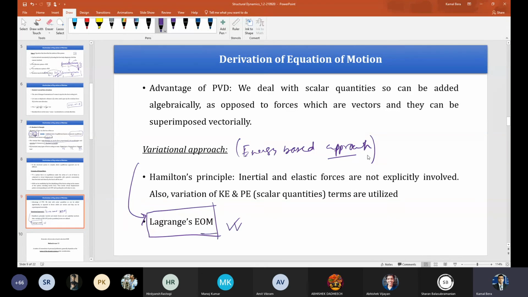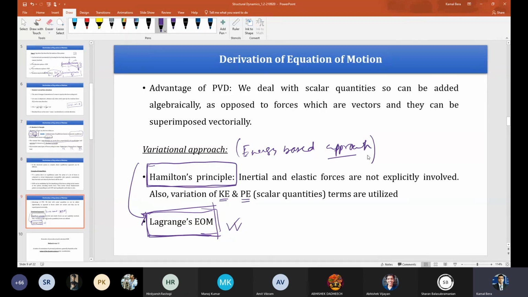But I will not derive how the Lagrange equation of motion comes about, because that is not in the scope of the syllabus, and it is not required at this moment. This variational principle is basically an integral formulation. The main idea comes from Hamilton's principle. It is again the energy conservation approach, based on the kinetic and potential energy.